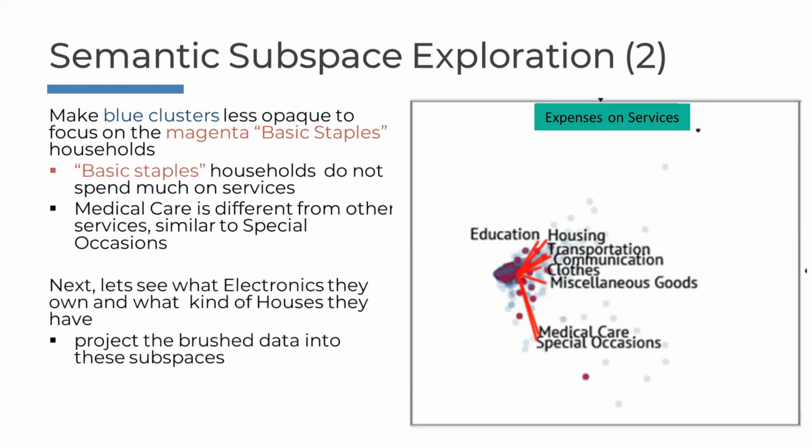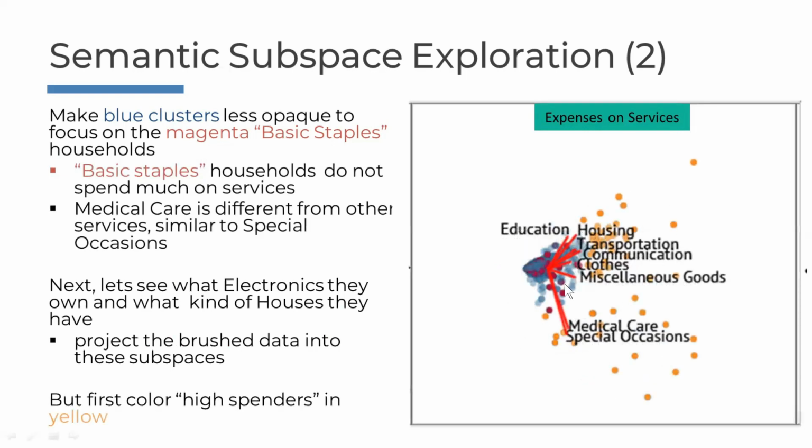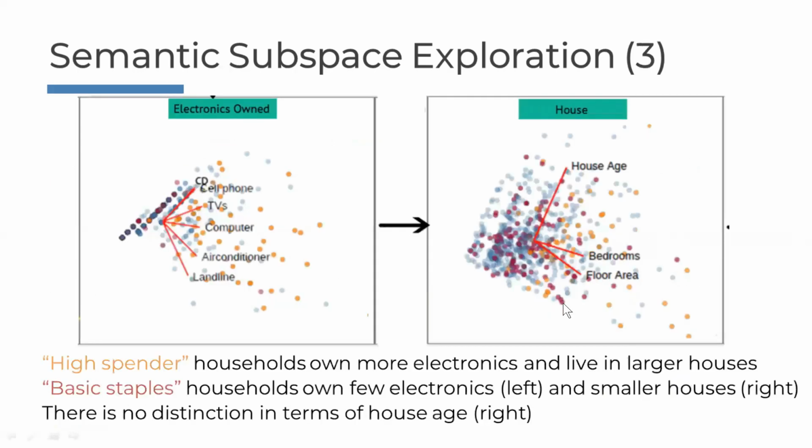And so, knowing that, let's see what kind of electronics and what kind of houses they have, right? So we can now take this brushed data and project it into these electronics owned and houses owned subspaces, and we'll do this next. But before we do this, we'll take these points that are really far out and tag them in yellow to identify them as high spenders, right? These are the ones that spend a lot of money on housing, miscellaneous goods, medical care. They basically have high values in all of them, and we call them high spenders, and we mark them in yellow. And then we project them into this electronics-owned subspace and house-owned subspace.